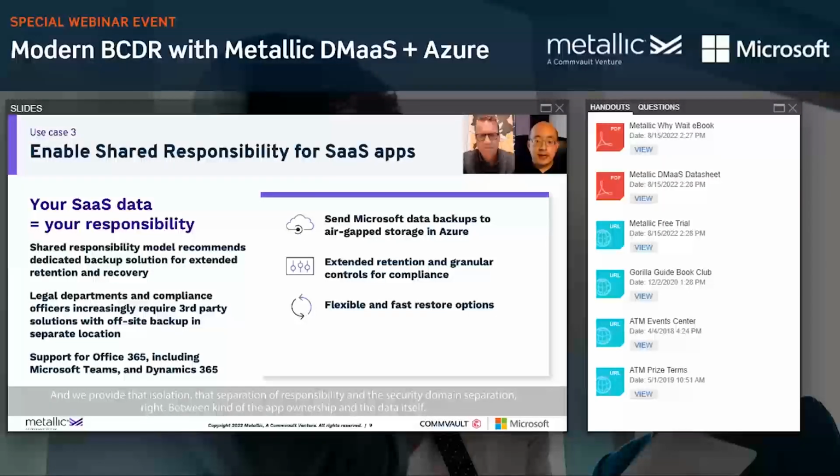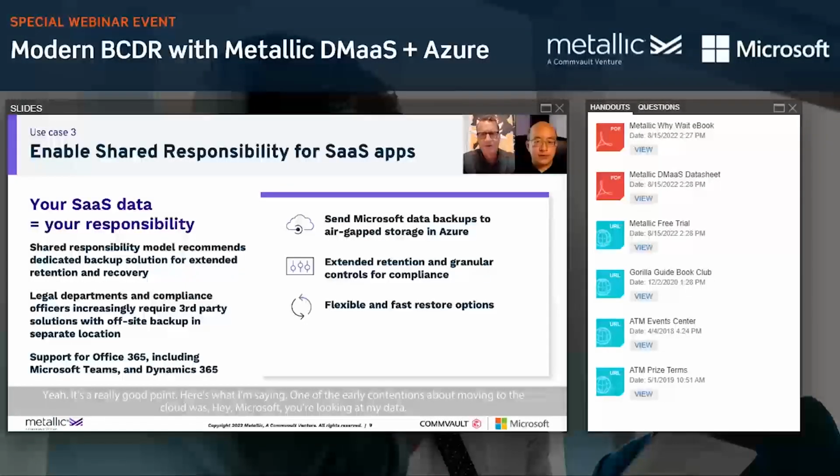And we provide that isolation, that separation of responsibility and the security domain separation between the app ownership and the data itself, right? As we all move into a more SaaS-driven world, how do you see this complementing SaaS app adoption? Yeah, it's a really good point.